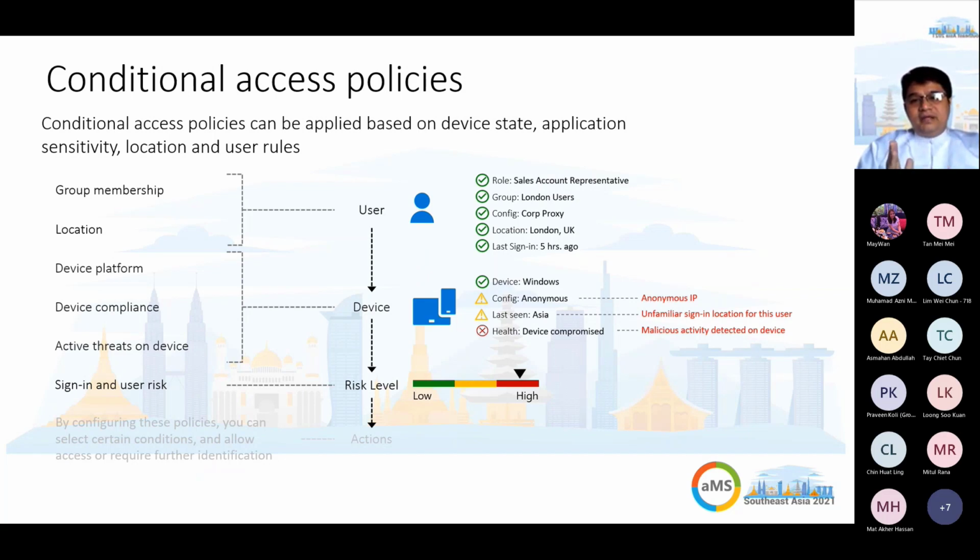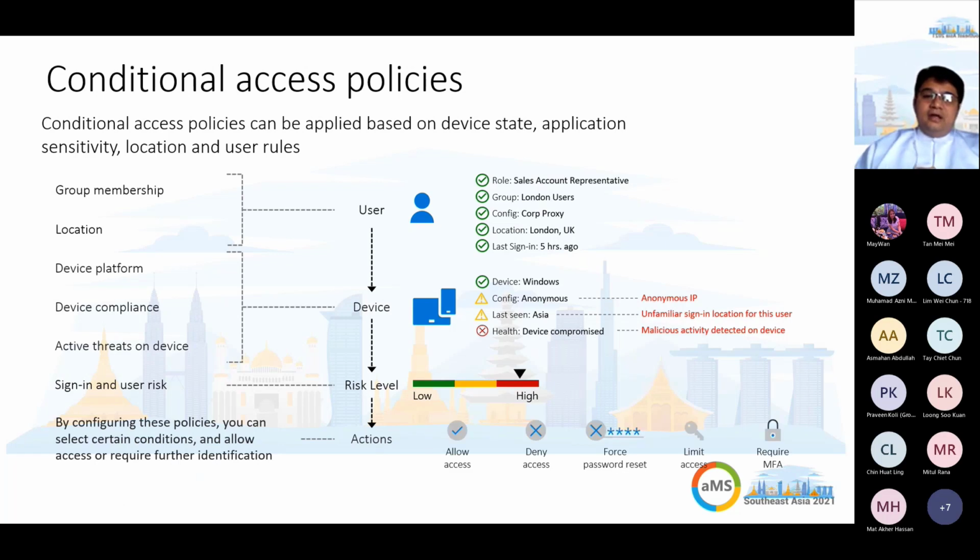This red pattern is the higher level. This is compliance, and conditional access is high. If you see this condition, you need to take action. Finally, you can see the down arrow, which is the action. With conditional access, you can manage allowed access, non-access, full receipt, password reset, and limited access.